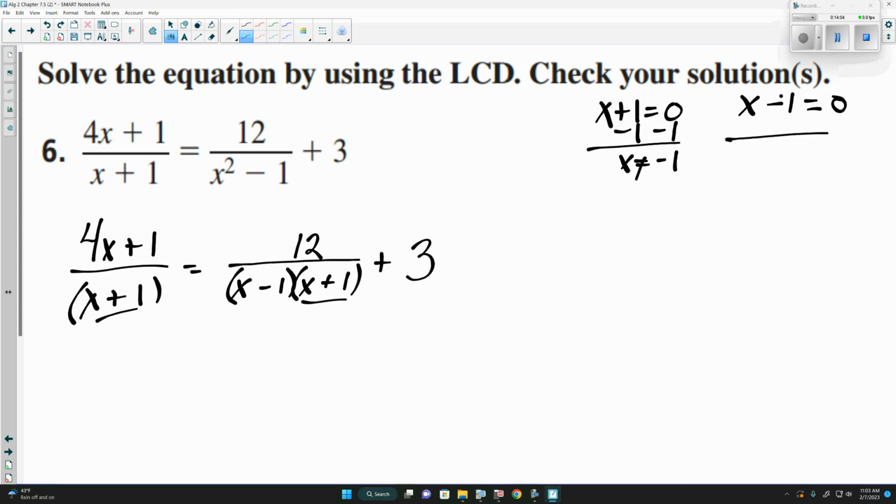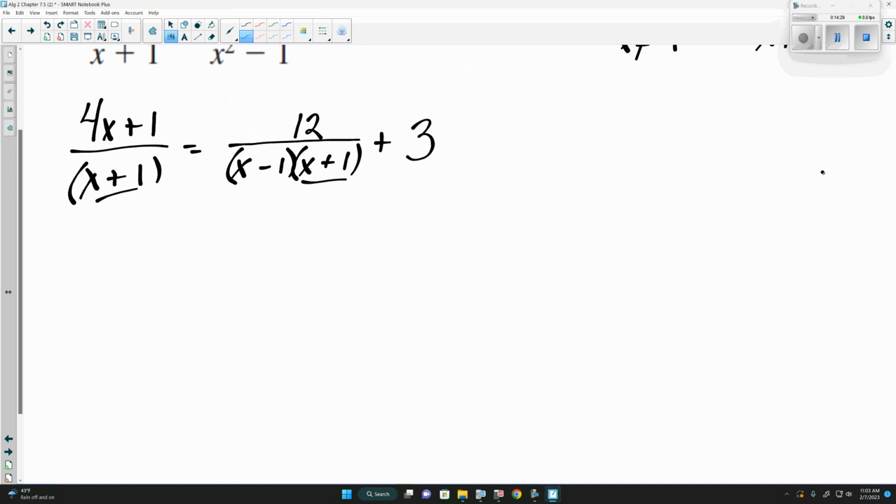We would do the same thing for the other side. We would add 1, telling us x cannot be positive 1. So if we have positive or negative 1 as a solution, it does not work. If we got x equals negative 1 as a solution, we would just cross it out. It would just be a value of x that does not work in the original problem. Now, we can go on and start solving.